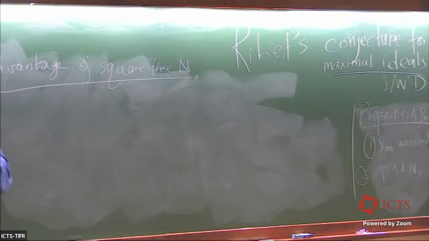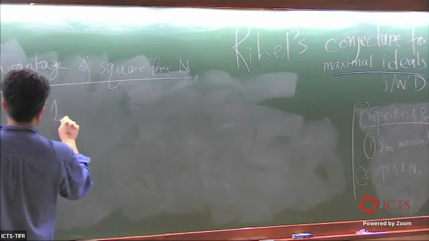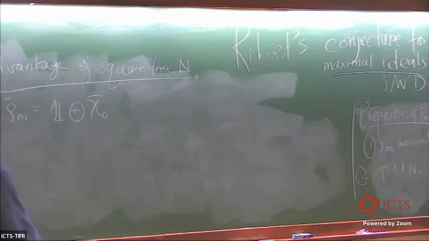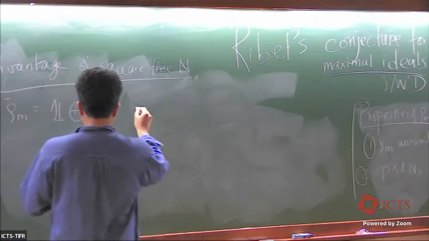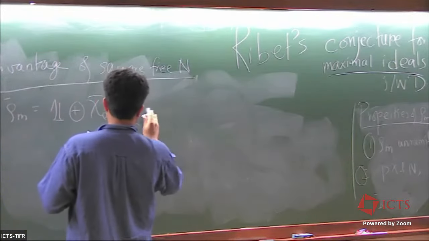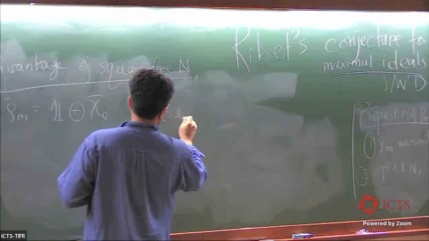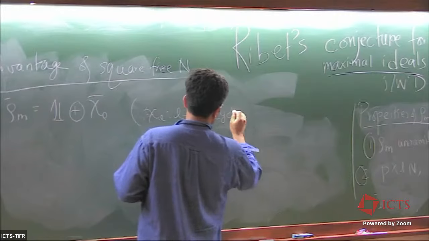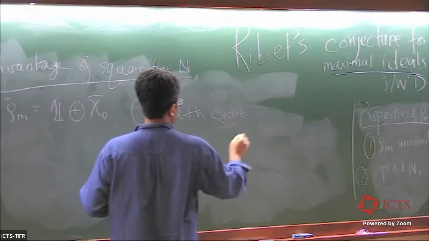Okay, so we start with just a reducible Galois representation. This is one direct sum chi L bar. So there is no character involved in this reducible Galois representation if you take n to be square free. L chi L character. I put this chi L bar.